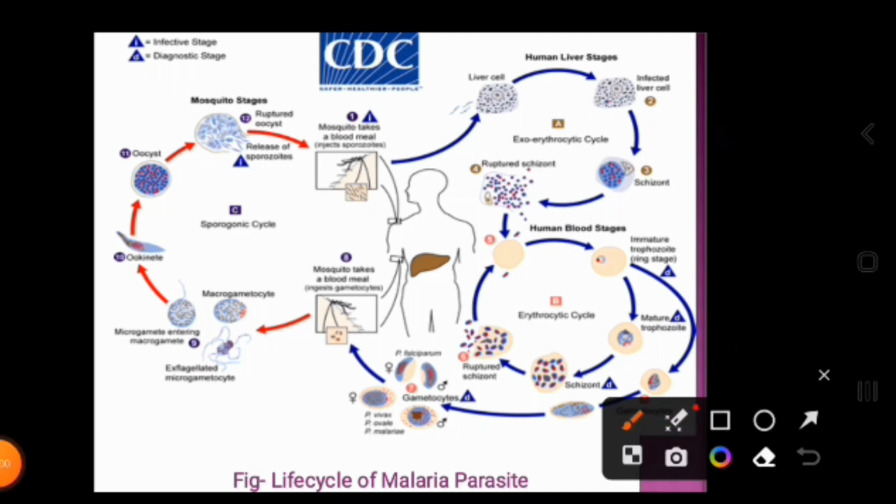Some important points: the ring stage trophozoite, that is the immature trophozoite, the mature trophozoite, the schizont, and the gametocytes are all diagnostic stages. By visualizing these stages in blood slides under a microscope, one can easily diagnose a malaria-infected person and the malaria parasites in the human body. So these are the diagnostic stages, whereas the sporozoite is the infective stage.